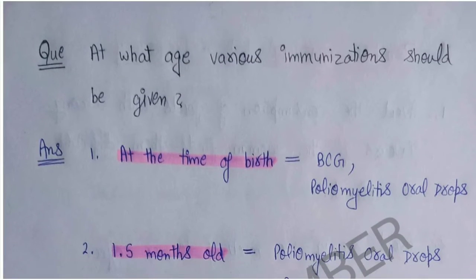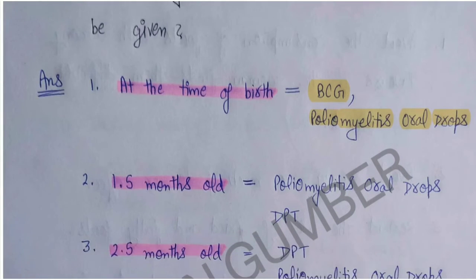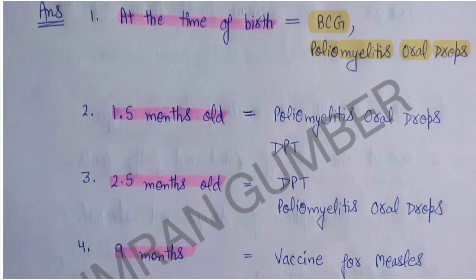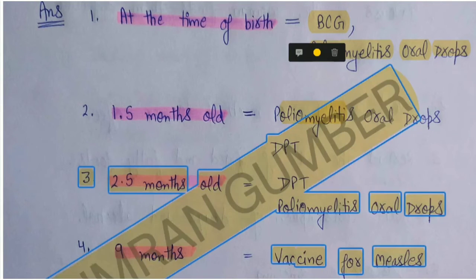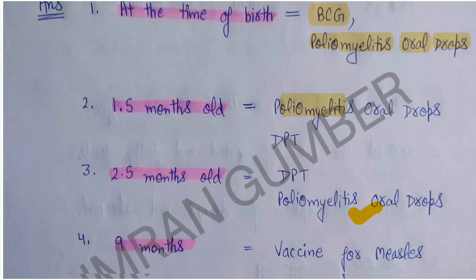Next question. At what age various immunizations should be given? At the time of birth, what immunization should be given? BCG, poliomyelitis, oral drops. At 1.5 months old, poliomyelitis, oral drops and DPT. At 2.5 months old, DPT, poliomyelitis, oral drops.